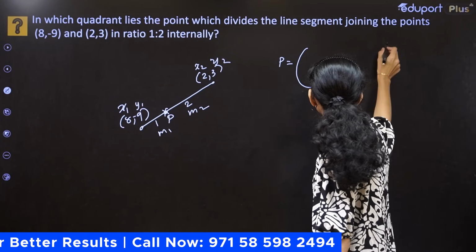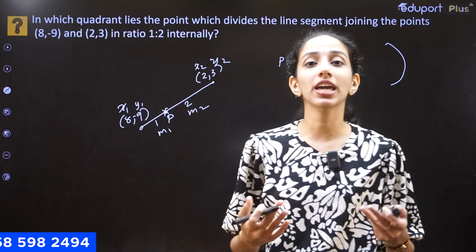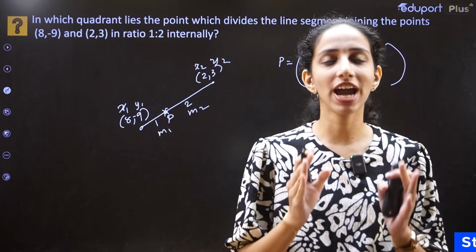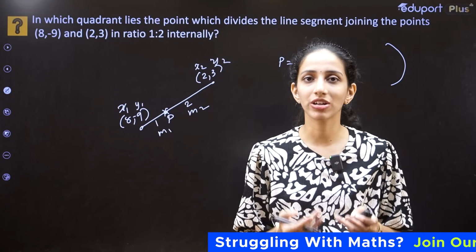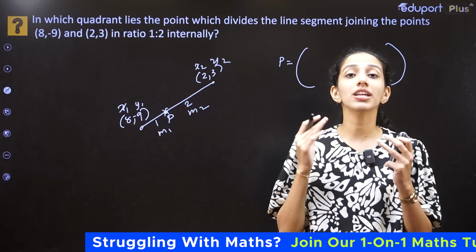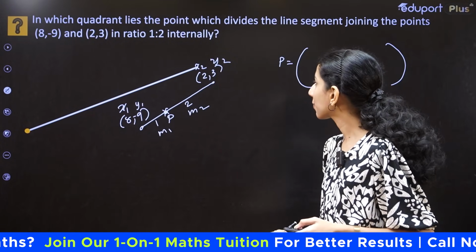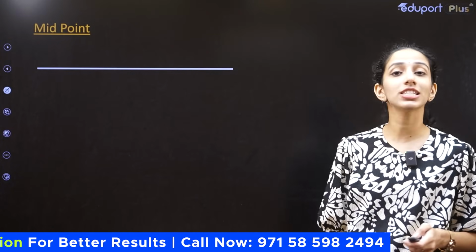So by finding that, we can find out the point, and after checking the signs of the x coordinate and y coordinate, we can identify whether it is in the first, second, third or fourth quadrant. So that is very easy, and it's also a question from your board examination. Okay, then next we are moving to our next section, that is the midpoint.